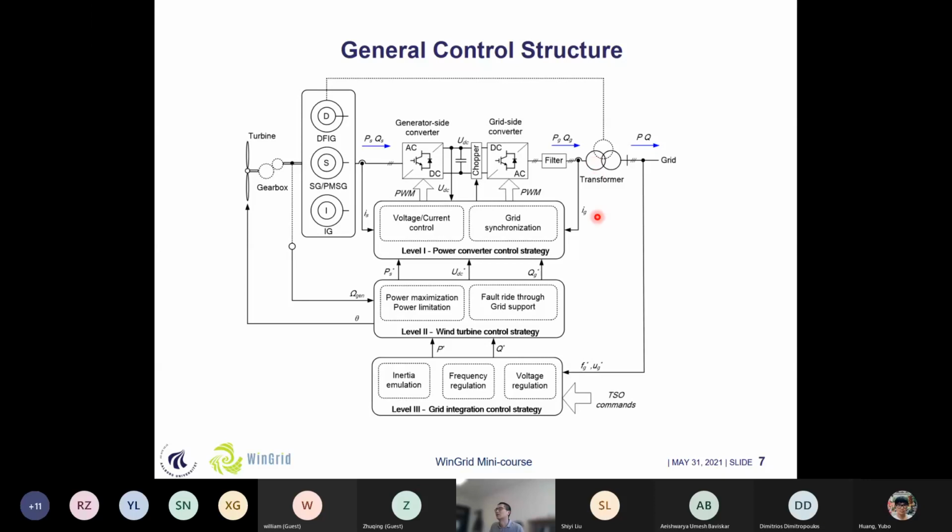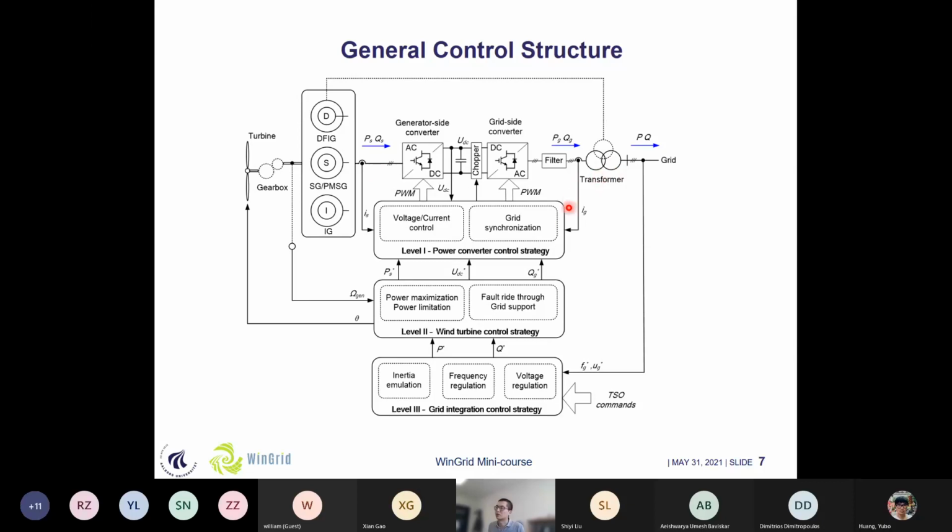From the low level to the high level, generally speaking, we can divide them into three categories. The first one we call the power converter control level. In this level, the key target of the control is to control the voltage or current from the stator side or the generator side.